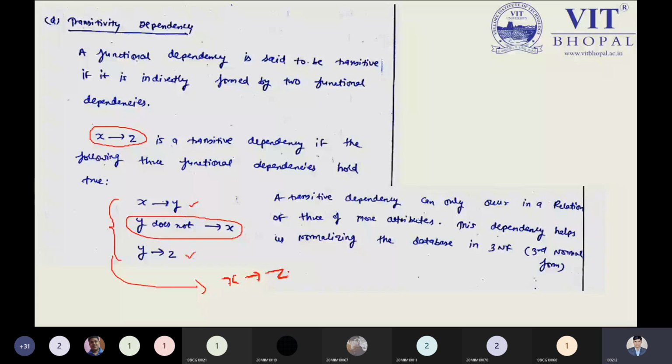This is the flavor of the various kinds of functional dependency. You can have the single functional dependency, also known as trivial. You can also have the non-trivial, in which the attribute is not a part of the set of attributes. Next, we have the multi-valued, and next we have the transitive dependency. A transitive dependency can only occur in a relation of three or more attributes. This dependency helps us normalize the database in 3NF.